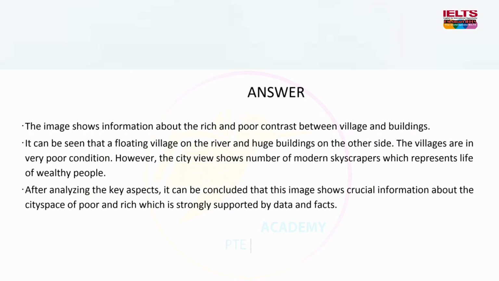The image shows information about the rich and poor contrast between village and buildings. It can be seen that there is a floating village on the river and huge buildings on the other side. The villages are in very poor condition. However, the city view shows a number of modern skyscrapers, which represents the life of wealthy people. After analyzing the key aspects, it can be concluded that this image shows crucial information about the city space of poor and rich, which is strongly supported by data and facts.